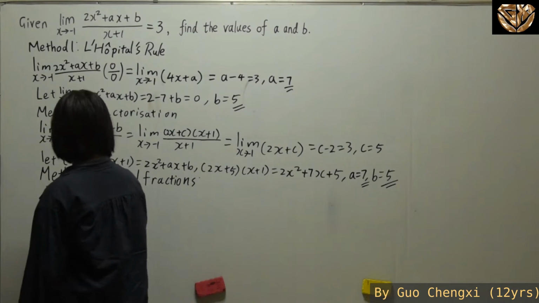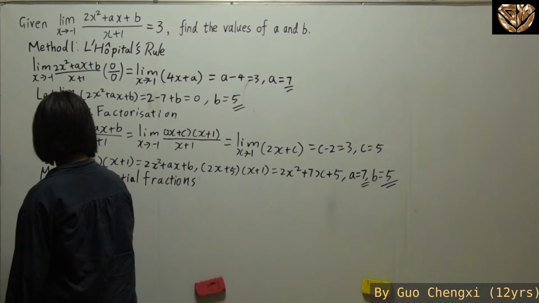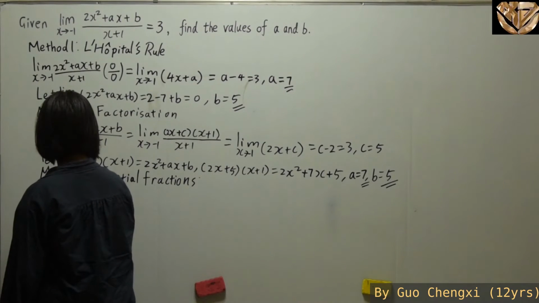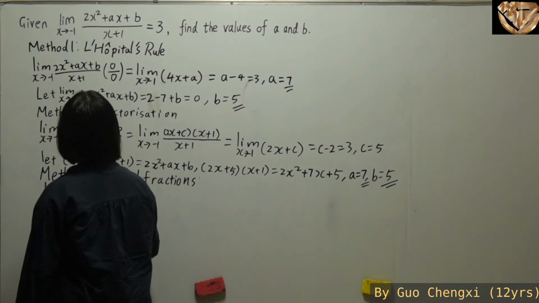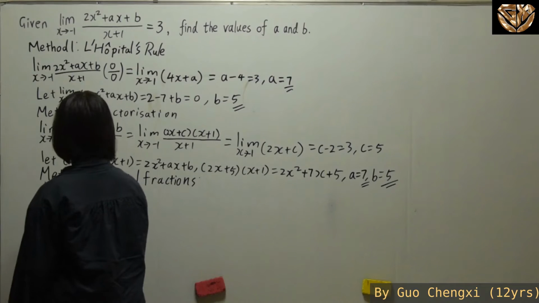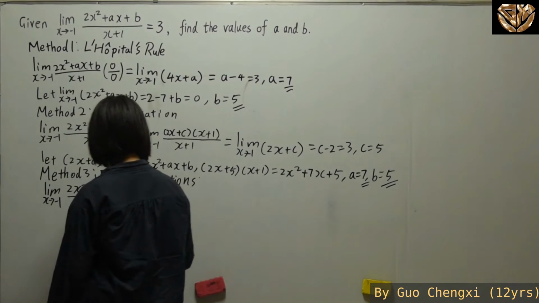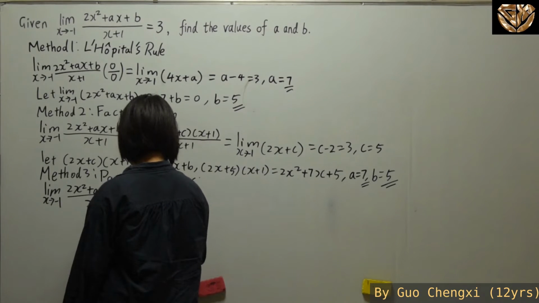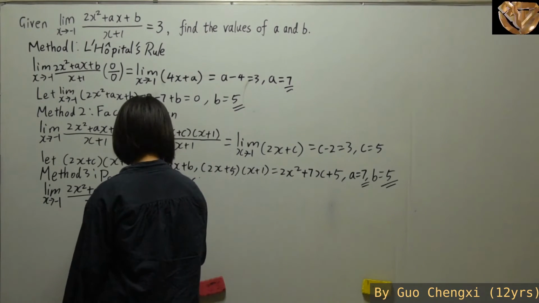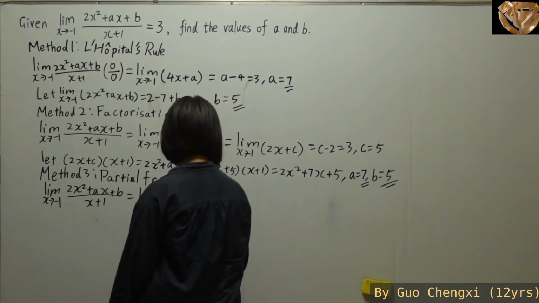So what we're going to have here is the limit as x approaches -1. Once again we copy down the question. Now over here we have x plus 1, right? So why don't we have the limit as x approaches -1, and over here we're going to add 2x minus 2x.